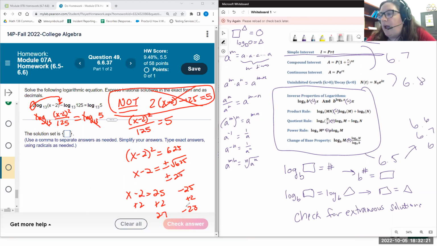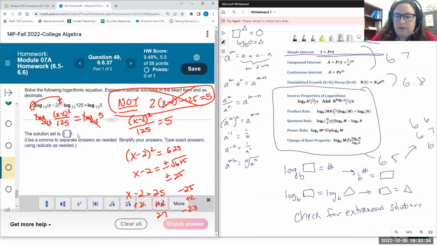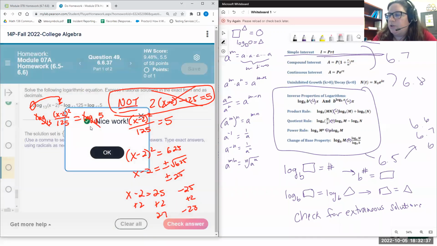But again, when I go back and check for extraneous solutions, 27 minus 2 is fine. Negative 23 minus 2 is not okay. That would be a negative input into the log. That doesn't work. So only 27 is actually the solution to that.